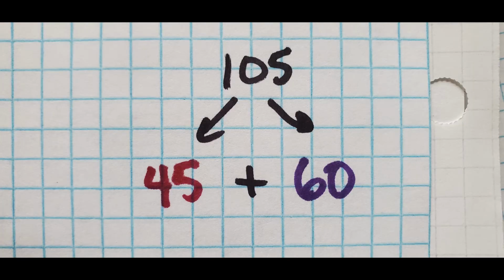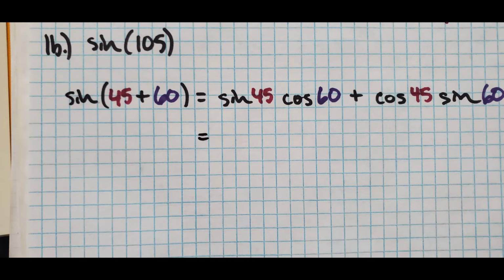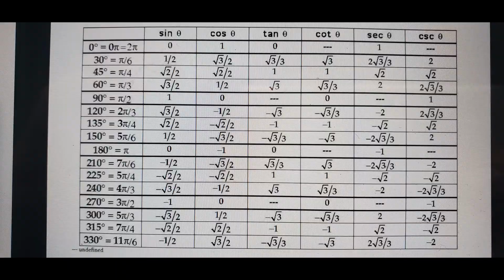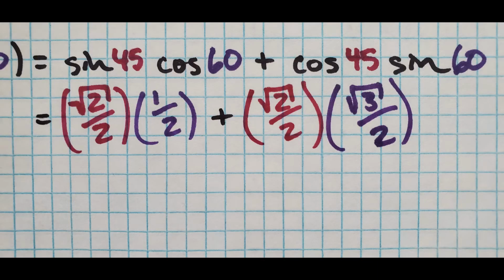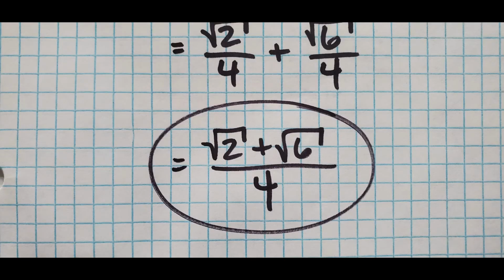105 can be made from 45 and 60. Now, if you have a different set of numbers, you'll end up with the same answer at the end. And if you switch these, if you did 60 plus 45 instead of 45 plus 60, those are the same thing, so it'll work out just the same. All right, so I'm going to come to my sum formula, sine of alpha plus beta. In this case, we got 45 plus 60, so those are going to plug in for the alpha and beta. So you get this. So looking at the unit circle, we get these. Once again, multiply tops, multiply bottoms. You end up with this. And now we just add the tops, keep the bottom the same, and you end up with this.